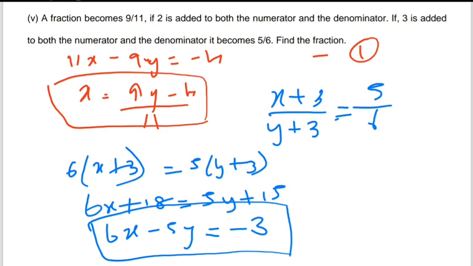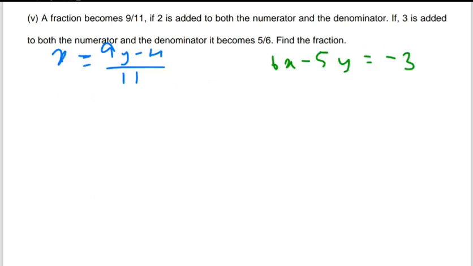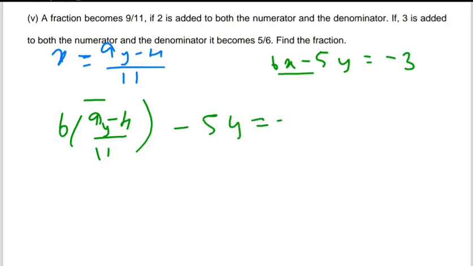Now we will be putting the value of x in the second equation. So this is our first equation and this is our second equation. Let's put the value of x in the second equation. So 6 into 9y minus 4 by 11 minus 5y is equal to minus 3. So we are just multiplying inside the bracket. 6 9s are 54y minus 6 4s are 24, 5y is 5y. So since it is 11, we will be taking LCM.